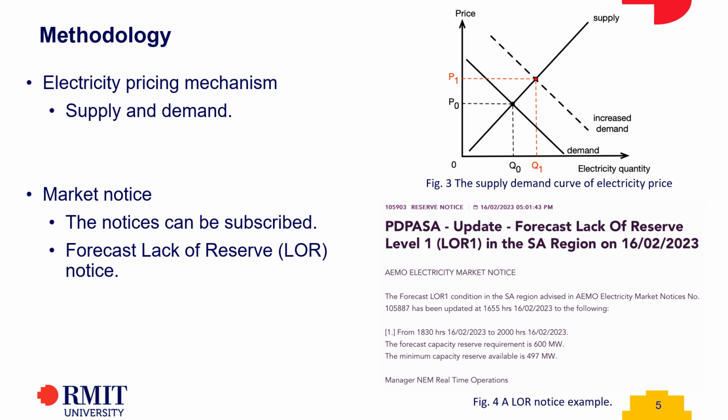According to economic principles, if the energy supply stays the same, but demand goes up, electricity prices are expected to climb. This price hike can be especially noticeable during lack of reserve events.